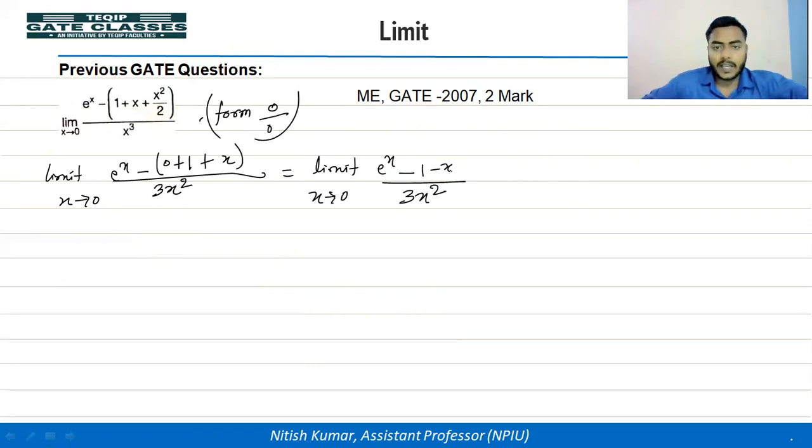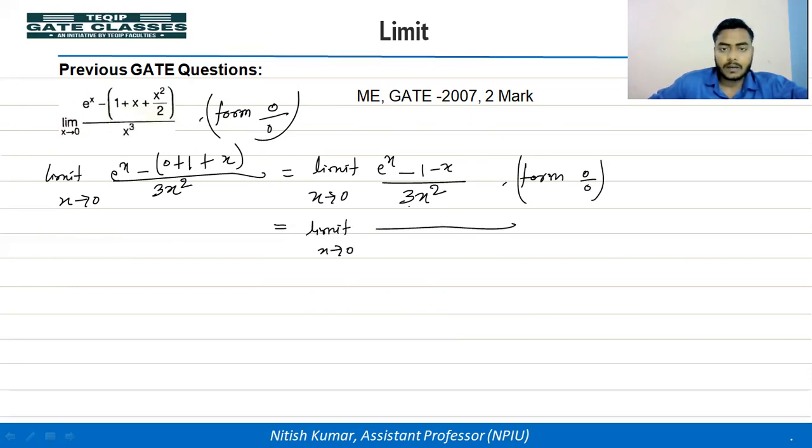you can see again we are getting 0 by 0 form. We can apply the L'Hopital rule again. Limit, e to the power x, differentiation of e to the power x with respect to x, e^x minus 0 minus 1, 6x.